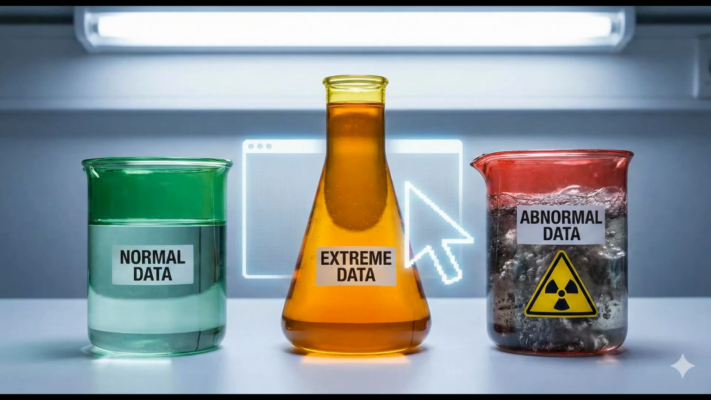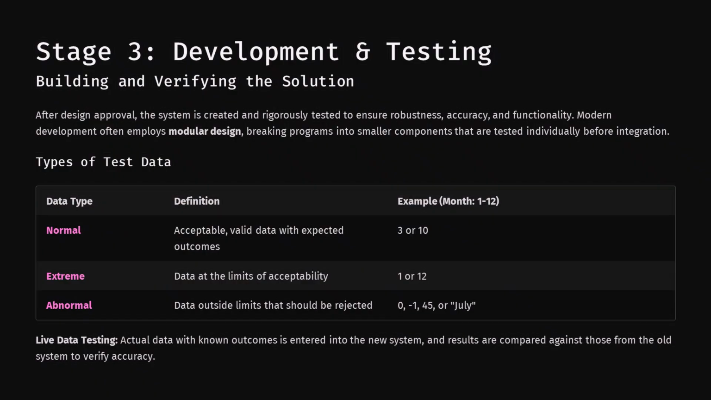Extreme data. This is data at the very limits of what's acceptable. For our month example, that would be 1 or 12. The system should accept those, but they test the boundaries. And abnormal data, this is data outside the limits that should definitely be rejected. Examples from my example would be 0, -1, 45, or the word July when the system expects a number. Testing with all three types ensures your validation is working properly.